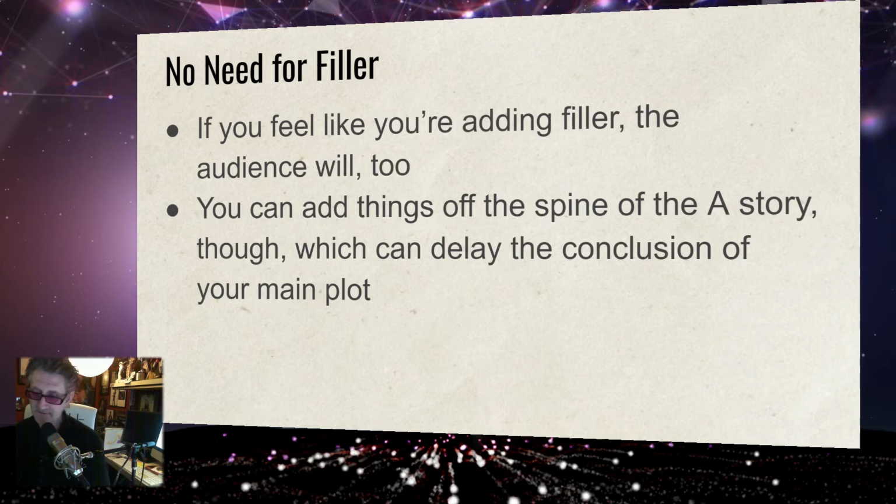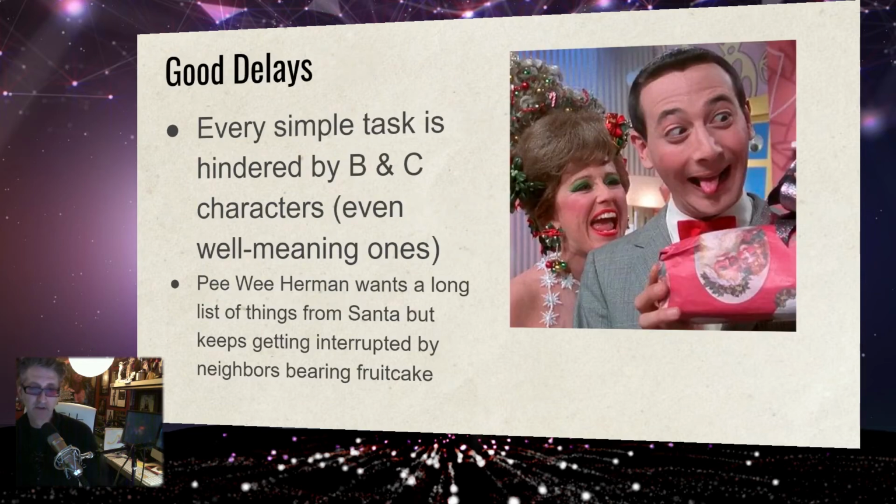So don't add filler, because if you feel like you're adding filler, the audience is going to smell that. They're going to detect that and go, nothing's really happening here. We're just kind of treading water, walking on a treadmill. So what you can do instead is add things that are off the spine of the A story. It just means that you probably don't have enough A story, and that's where your B's and C's come in. Think of it as ways you're not filling space, you're delaying the conclusion of that main plot. So you may have your A story, and you know that it's going to a very specific conclusion, but think about ways that you can slow it down by hindering the good guy, hindering the protagonist. And that might be by your B and C characters, and it might be ones that mean well.